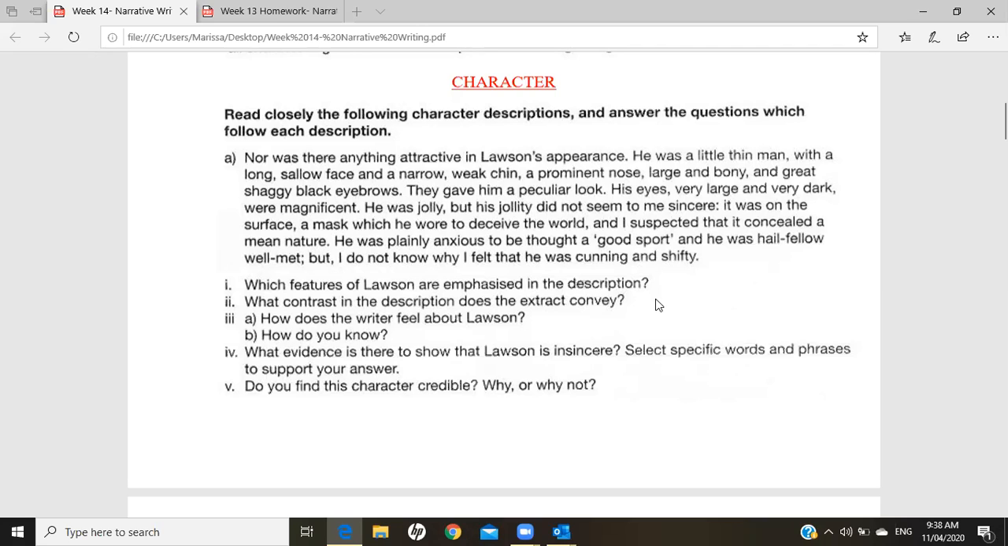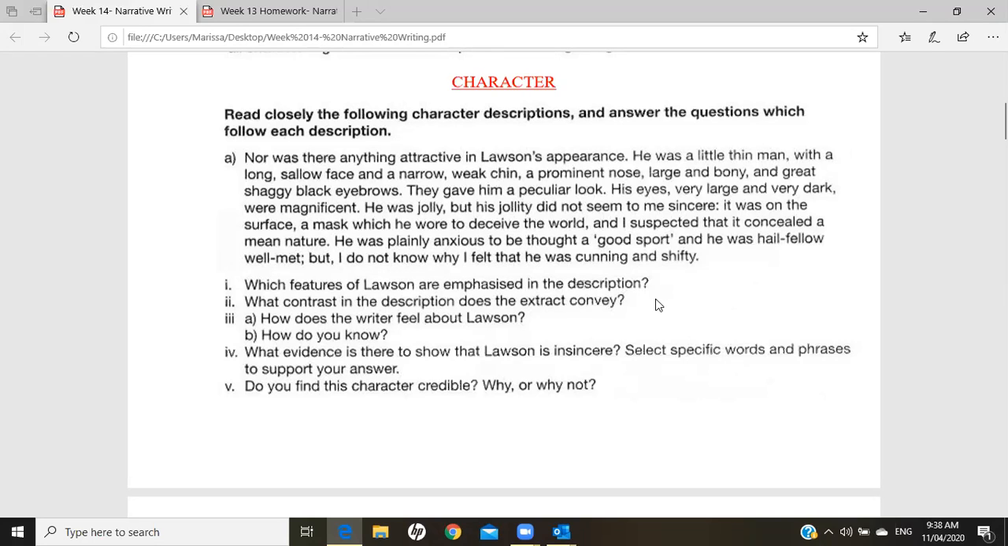So maybe the writer describes one thing about Lawson, but then the writer goes and says the opposite. It could be about his physical description or how he is on the internet. Jolly. It says he's jolly. So jolly is like if you're happy. And how does he contrast that?